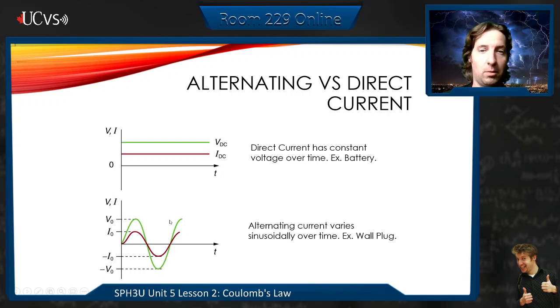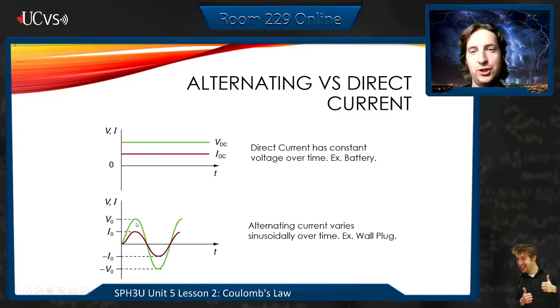Alternating current, the wall plug current, actually changes rapidly. We in Canada have a 60 hertz current, which means that the voltage goes from positive 120 volts down to negative 120 volts and then back up again 60 times in 1 second. So there's a 60 hertz current that goes up and down, and it varies sinusoidally. It's a nice sine wave. We hope it's a sine wave. Typically, it's actually a bit noisy, but don't worry about that.